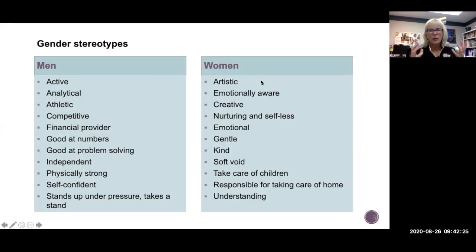So there are a number of gender stereotypes for both men and women. I'm not going to go through this entire list, but men are described more in terms of instrumental traits, things like being active, analytical, athletic, competitive, financial provider, good at numbers. Women are described more in terms of expressive traits: artistic, emotionally aware, creative, nurturing, selfless, emotional, gentle, kind. And you can see how these gender stereotypes fit with expected gender roles.